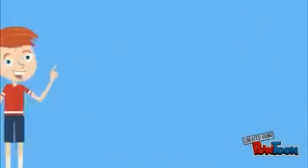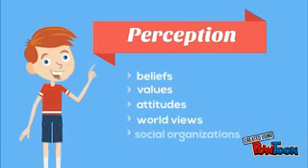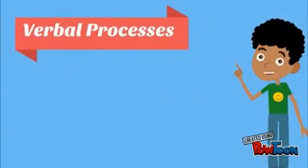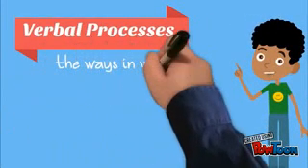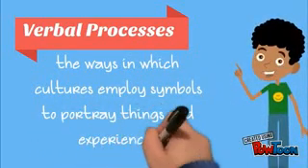There are 4 elements of intercultural communication. Number 1 is the perception, which are the beliefs, values, attitudes, worldviews, and social organizations. Number 2 is the verbal process. It is the ways in which cultures employ symbols to portray things and experiences.